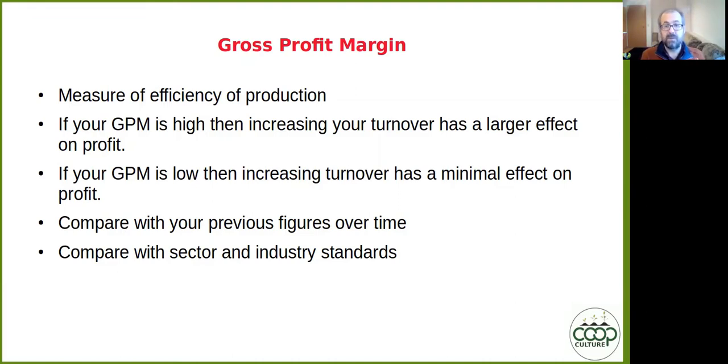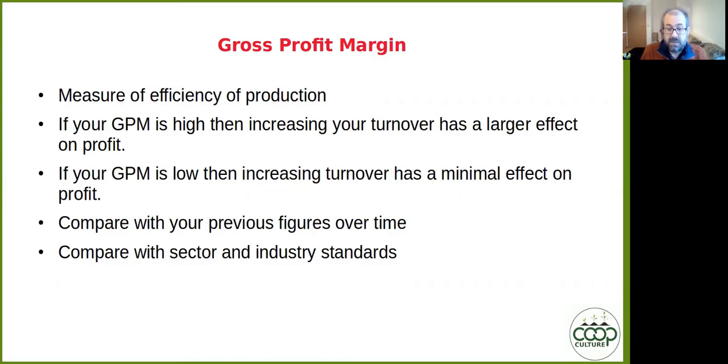It's also really useful because you can compare within your business, or the businesses that you are supporting, against their previous figures over time, and look at trends and analyze what's been happening to that particular business's gross profit margin. And as well as comparing with that business, you can also compare with sector and industry standards. These you'll learn as you spend more time supporting many different businesses.